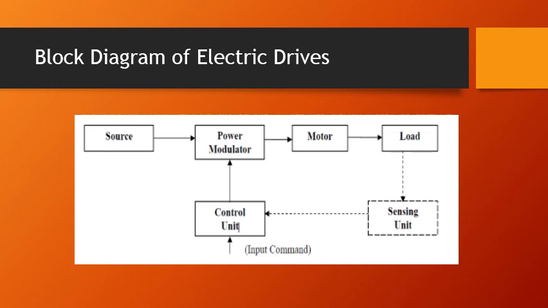This is the block diagram of the electrical drive. The block diagram consists of the source, power modulator, motor, load, sensing unit, and control unit. The purpose of the sensing unit is to give feedback to the control unit. If you consider an electric vehicle, you have to regulate its speed. For that, the sensing unit is a must to detect whether the speed is higher or lower. It will give the feedback to the control unit, and the control unit regulates the power modulator.